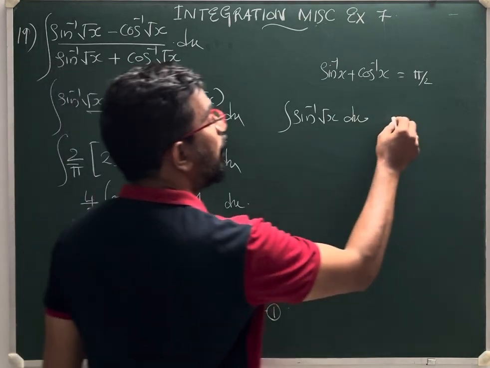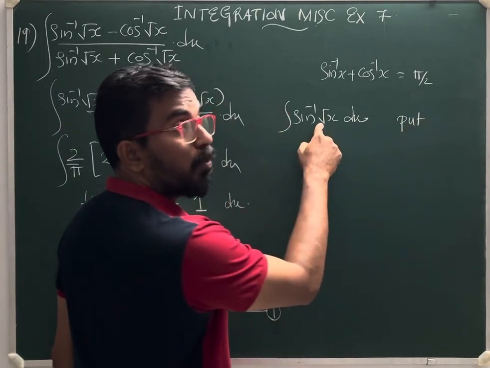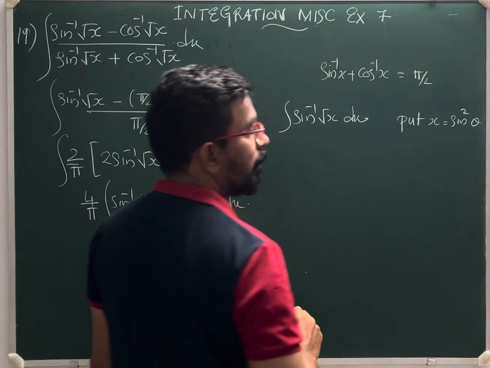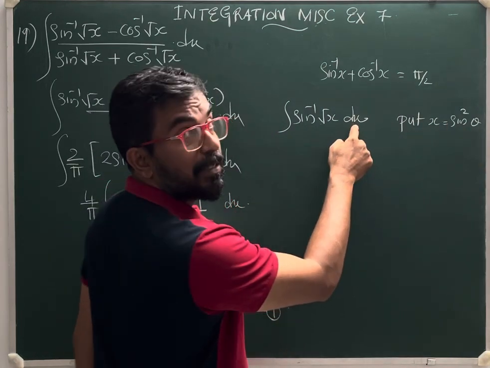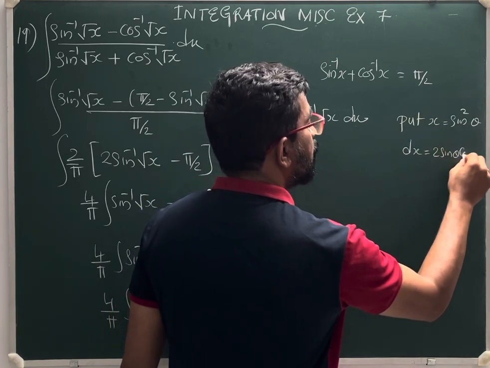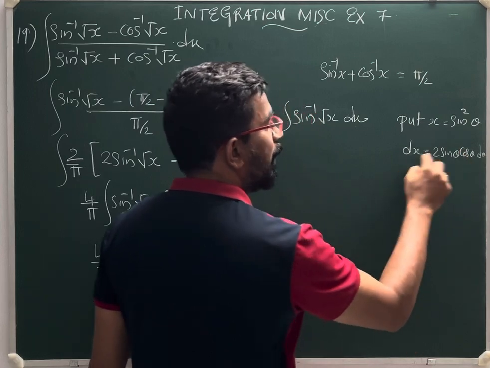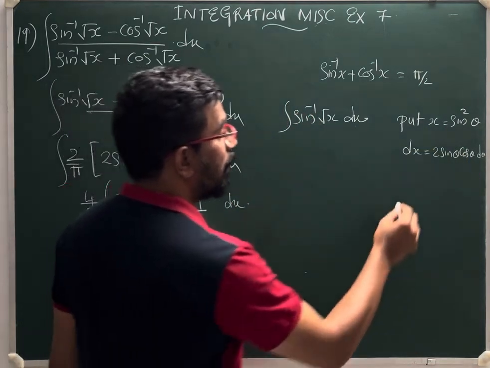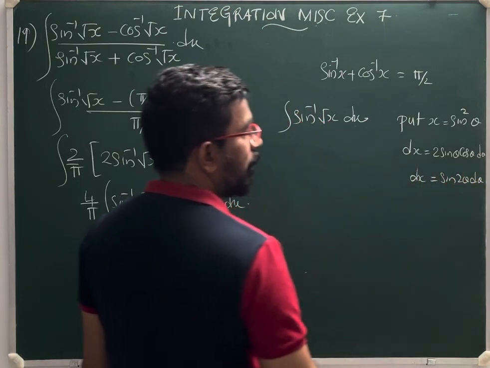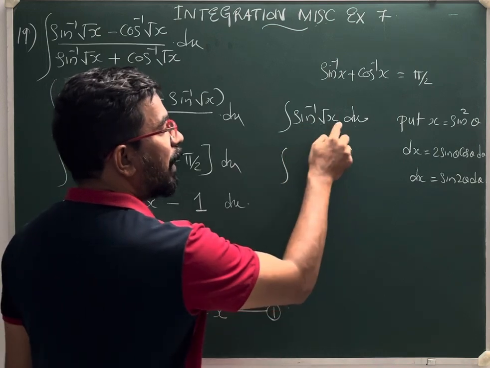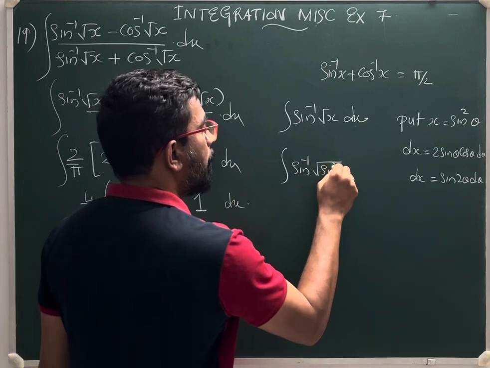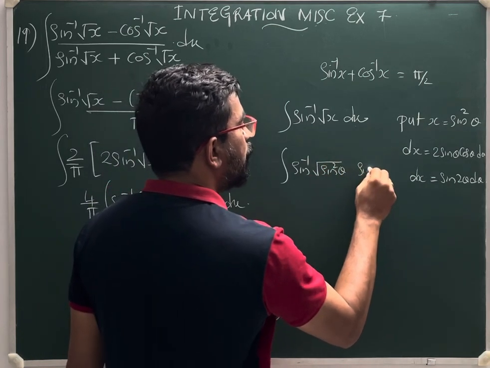To get rid of this root, I will put x as sin square theta. If x is sin square theta, then dx I need to change. So dx by d theta is 2 sin theta cos theta, so dx will be equal to sin 2 theta d theta. Now the integral sin inverse root x becomes sin inverse root of sin square theta, and this will be sin 2 theta d theta.